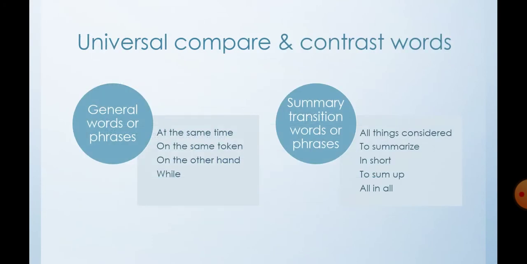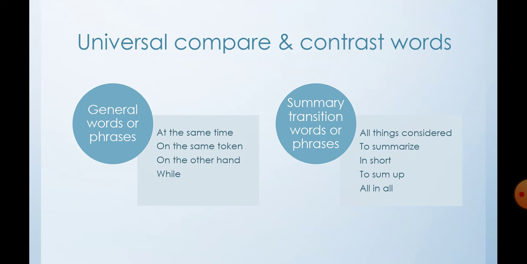The last one is universal compare and contrast words. Not everything is black and white in terms of which words fit into which category of transition words. There are, in fact, gray areas where words can be used to both compare and contrast depending on the context. Let's take a look at these gray areas. These are general words that fall under both contrast and comparative phrases. For example, at the same time, on the same token, on the other hand, and while.